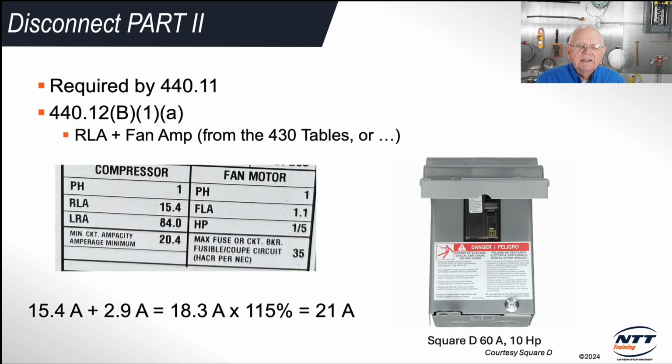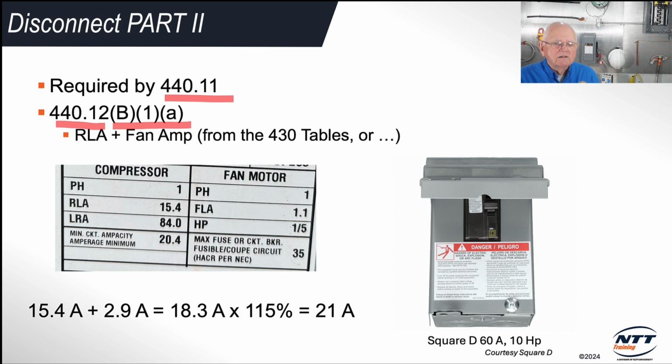Let's talk about the disconnect a little bit and some other items. The disconnect is required, 440.11. Once again, for safety reasons, we have to have a disconnect in place. Now, 440.12 gets into how we size the disconnect. Boy, there's a lot of information in 440.12. I chose 440.12(B)(1)(a) because it applies to these hermetic refrigerant compressors, what we're talking about.